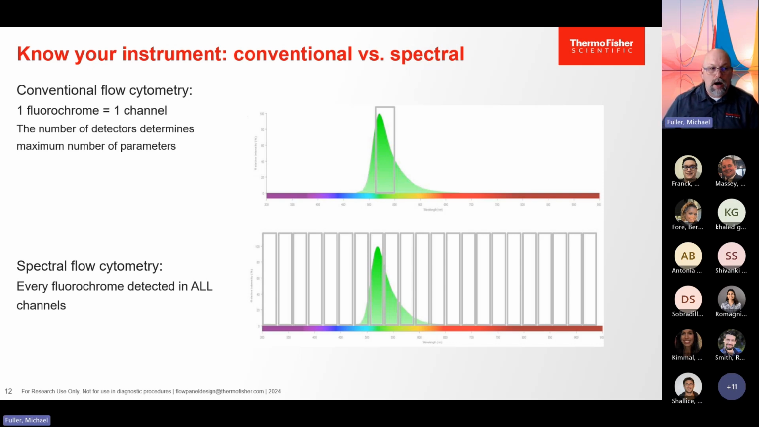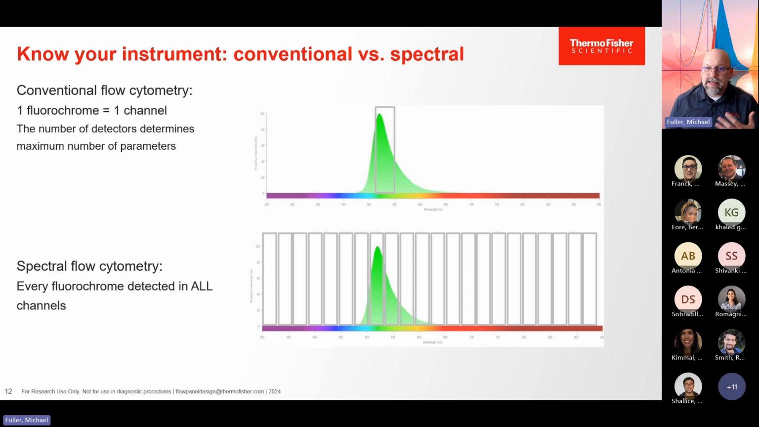There's also out there spectral flow cytometers. Maybe you're using one or you've heard of other people talking about these. The way that these differentiate themselves from conventional flow cytometers is that rather than looking at fluorescence for a fluorochrome in just a single detector, we now detect the total fluorescence over the entire spectrum. So every fluorochrome will be detected in all channels. What this does is it gives you the opportunity of looking at more fluorochromes with fewer lasers.